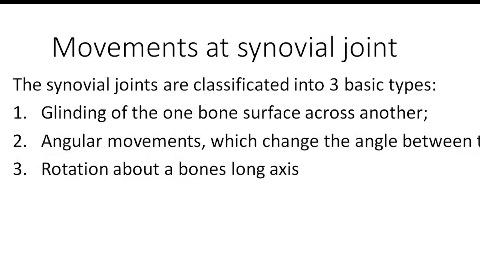Movements of synovial joints. Synovial joints are classified into three basic types: gliding of one bone surface across another, angular movements, where we change the angle between two bones, and rotation about a bone's long axis.